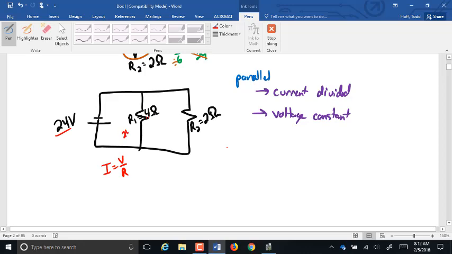So this one's going to be 24 divided by 4. That's 6 amps. This one here is 24 divided by 2. That's 12 amps.